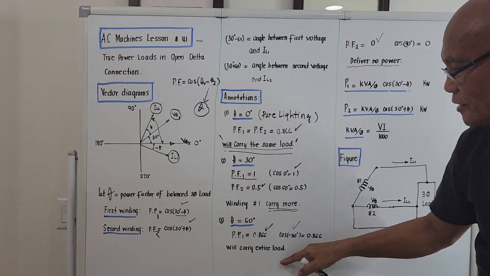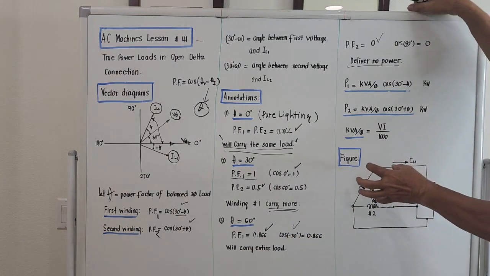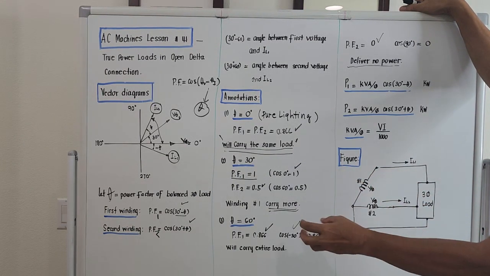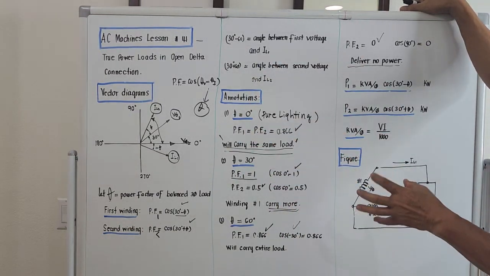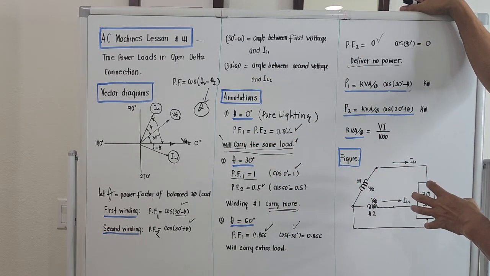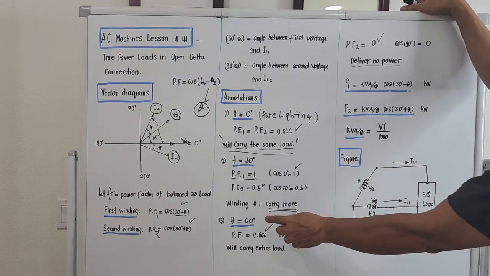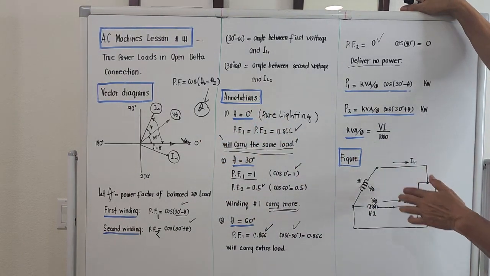So this is actually the worst case scenario because when winding number 1 carries the entire load, its rating might not be enough to carry the given load. So it might be overloaded. This is actually the worst condition that will occur for an open delta connection.